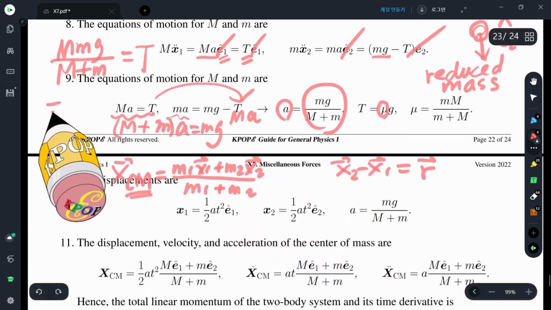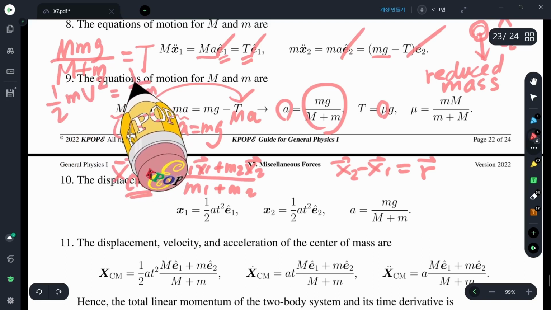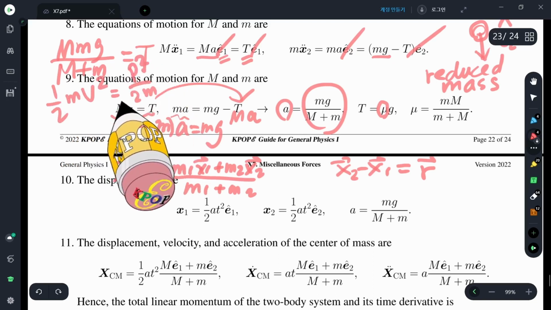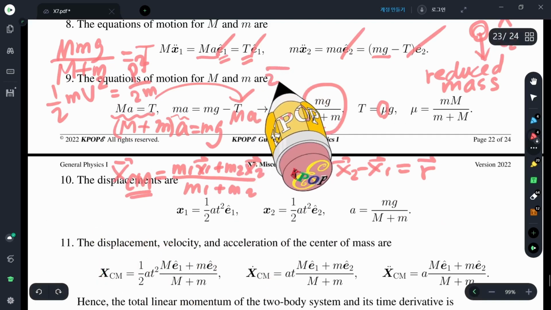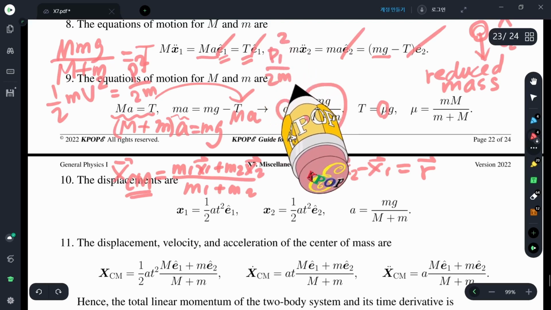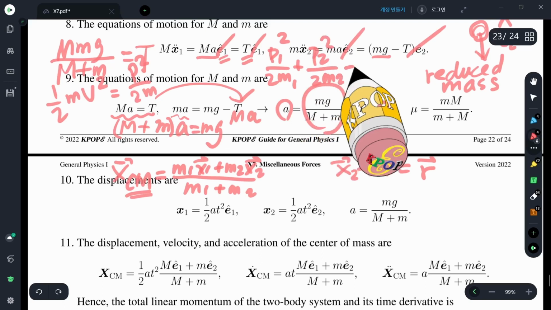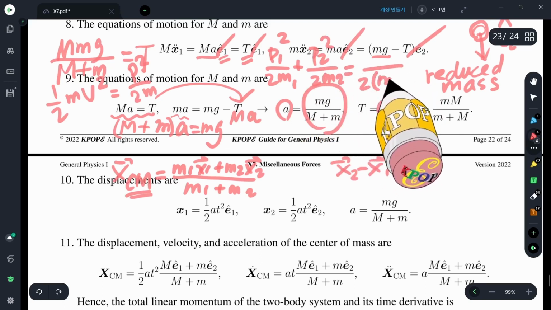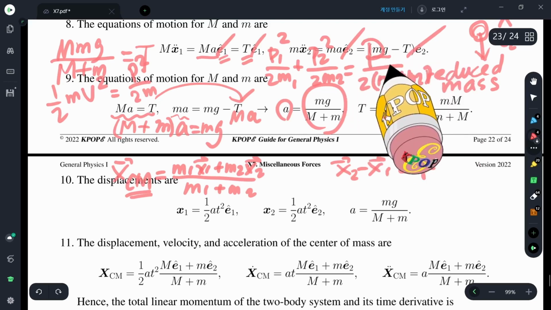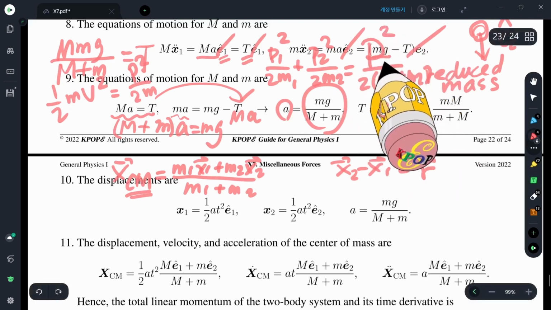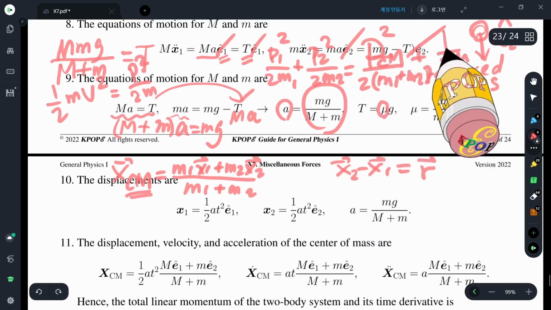kinetic energy is 1/2 mv squared, or linear momentum squared over 2m, and the sum of the two particles' kinetic energy is p1 squared over 2m1 plus p2 squared over 2m2. That is actually the total linear momentum p squared over 2 times m1 plus m2, p_cm squared, plus p squared over 2 mu.